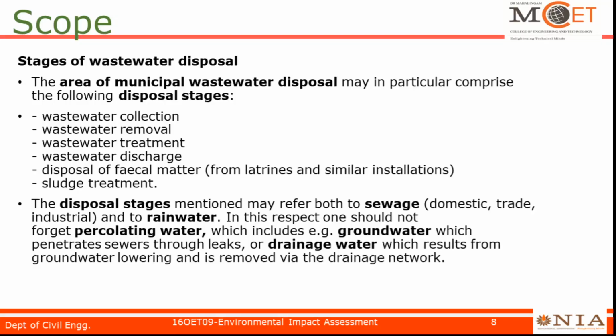So the disposal stages mentioned may refer to both the sewage and the rainwater. In this respect, one should not forget the percolating water, which includes, for example, groundwater which penetrates sewers through leaks, or drainage water which results from groundwater lowering and is removed via the drainage network. So we need to focus on this aspect also, right? That is, percolating of groundwater through leaks, right? And also the drainage water.